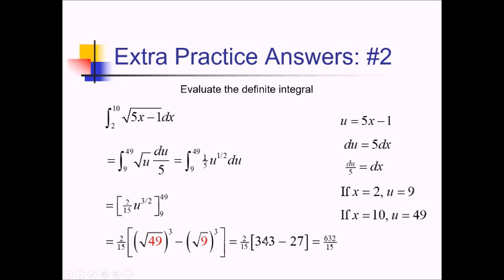Now, since I'm already kind of on a simplifying kick here, can I go any further? Well, the only things that 15 is divisible by are 5 and 3. Clearly, 632 is not divisible by 5. How about 3?